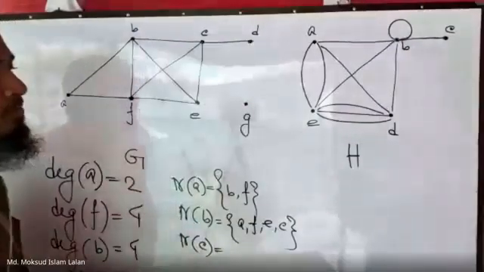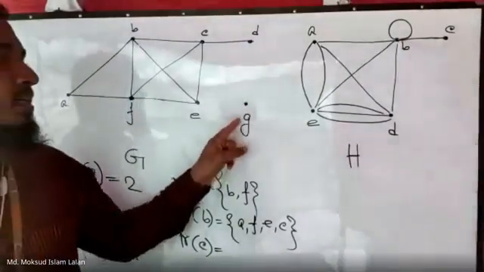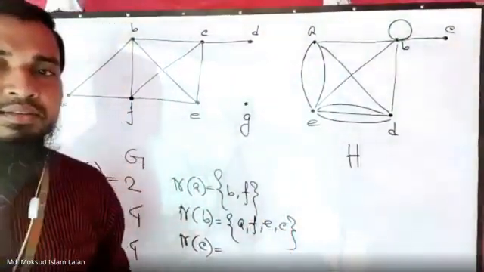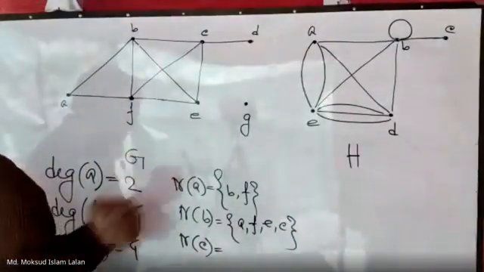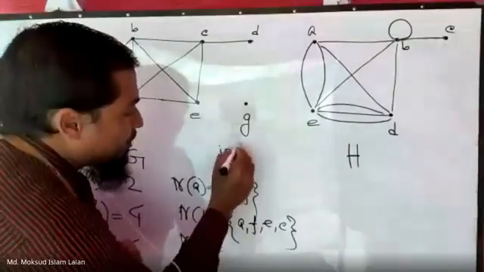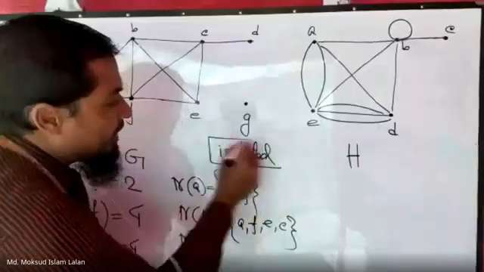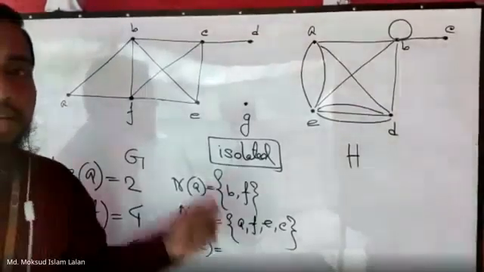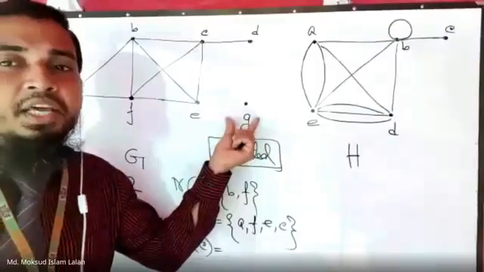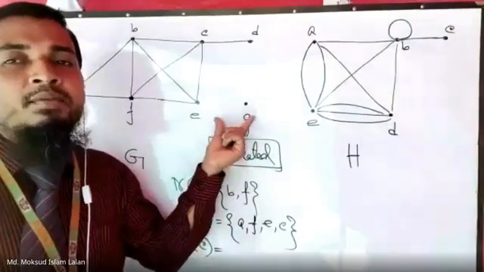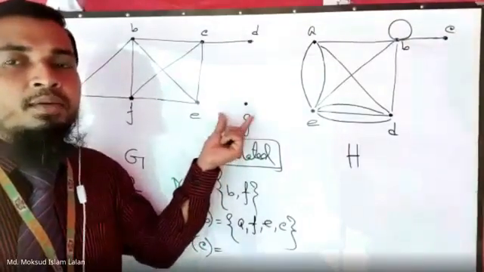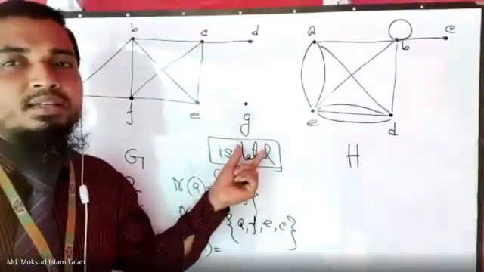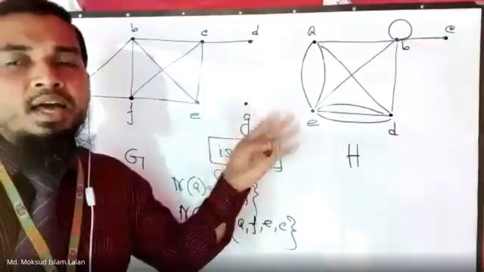It has a specific name. We can say this G vertex is isolated. Do you understand, dear student? Sir, repeat. G vertex is an isolated vertex. If the degree of any vertex is 0 in a graph, that vertex is called an isolated vertex. Completely different, separate, right?